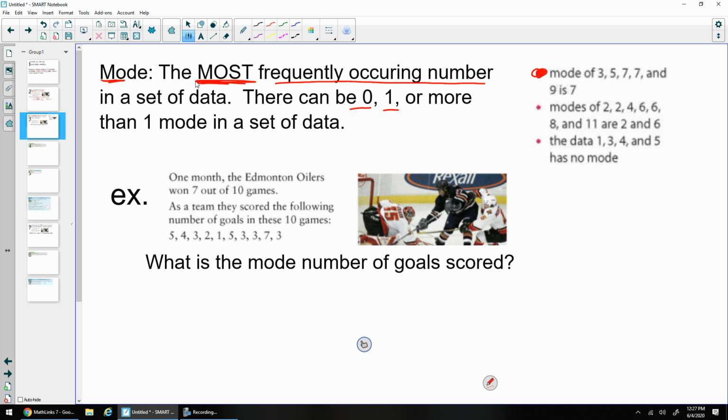So let's look at the mode for the same 10 Oilers games. We found the median, which we saw was 3. And in this case, let's look and see what the mode is. Well, there's 1, 2, 3, 4 3s, and so the mode is also 3. That isn't always the case. In this case, the mode and the median were the same.